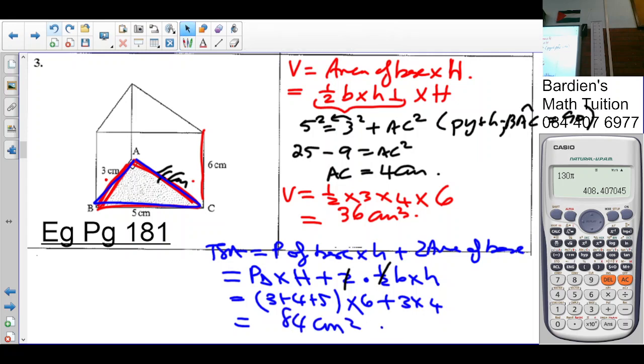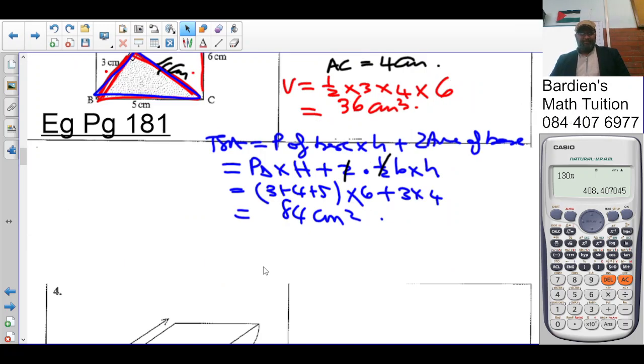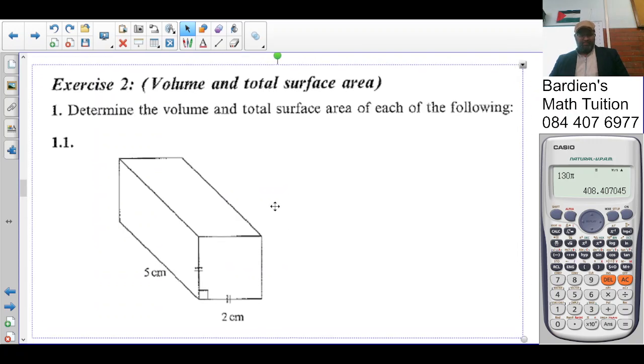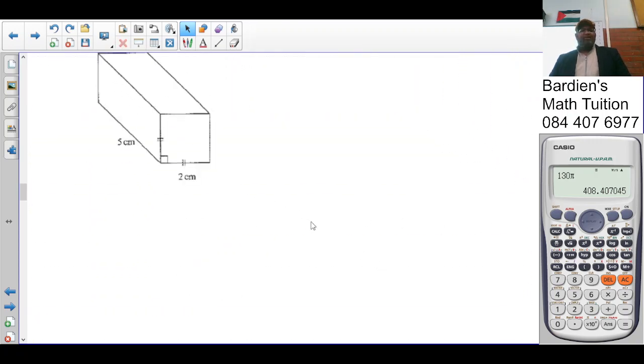Do you guys understand? For homework, I would like you guys to do out of exercise 2, number 1.1, 1.2 and 1.3. It's the basic shapes that we just did. People, enjoy the weekend. 1.1, 1.2, 1.3.